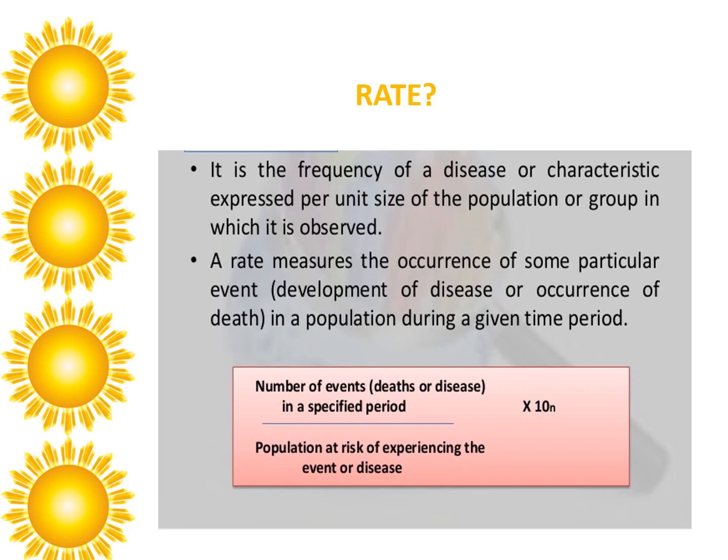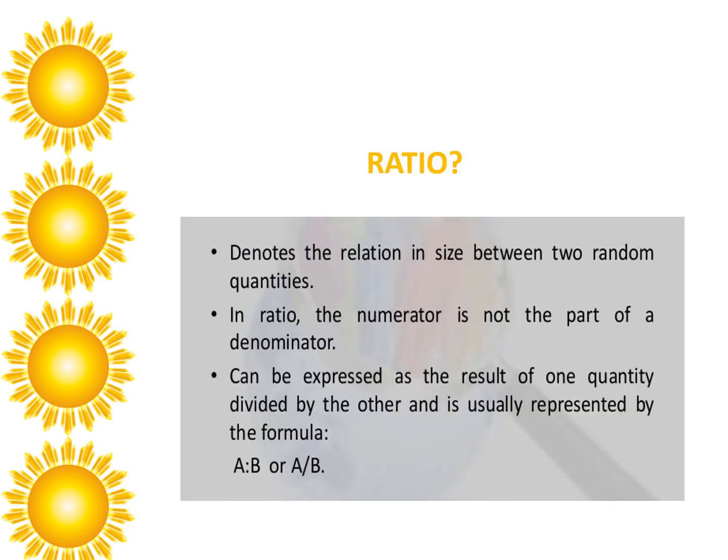And here there is a formula given which is nothing but the number of events, that is the death or disease in a specific period, divided by the population at risk of experiencing the event or disease, into 10^n. And the ratio is nothing but the relation in size between two random quantities. In ratio, the numerator is not part of the denominator. And I hope you all know it is usually expressed as A is to B or A divided by B.